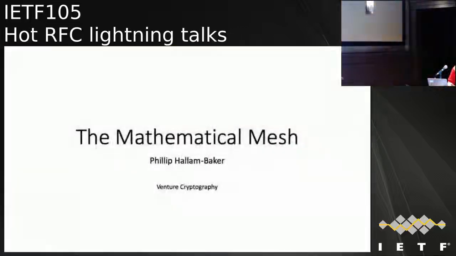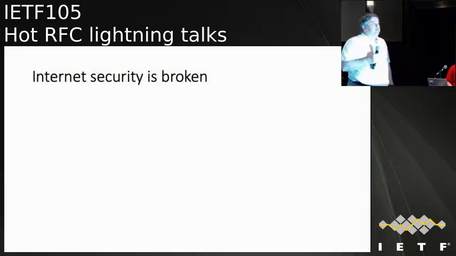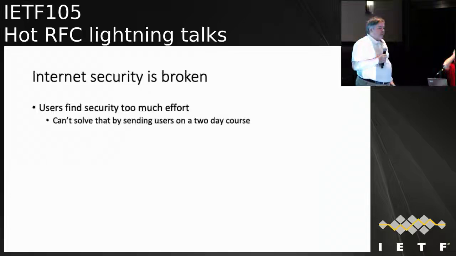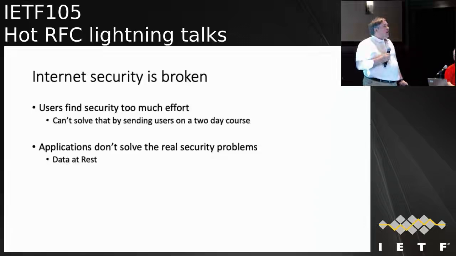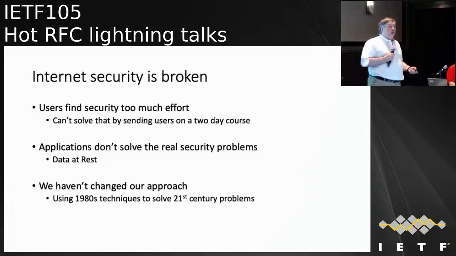I'm Phillip Hallam-Baker, and this is the Mathematical Mesh. Internet security is broken. It's broken because users find security is just too much effort, and you can't solve that by asking them to try harder. It's broken because applications are not solving the real problem. Look at all the data breaches, the data at rest breaches. We mostly focus on transport, and we've not actually changed our approach very much since the PGP days and the PEM days. We're still using the same toolbox, and the same limited number of operations.